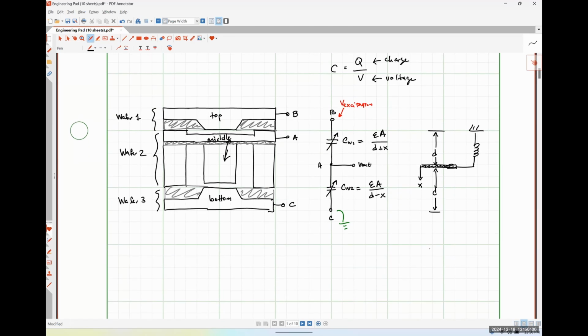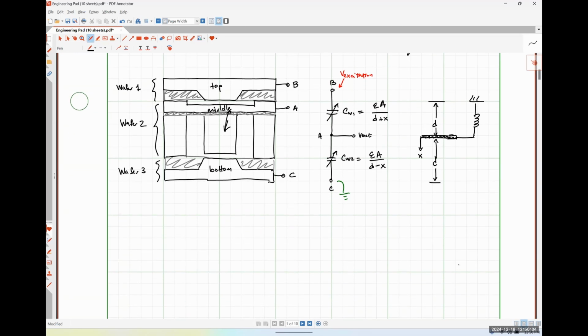So what might the output voltage of this thing be? Well, let's figure that out really quickly. This is a simple voltage divider circuit, but now we're using capacitance instead of resistance for voltage division. So I'm just going to put a voltage V here out front. That is our excitation voltage.